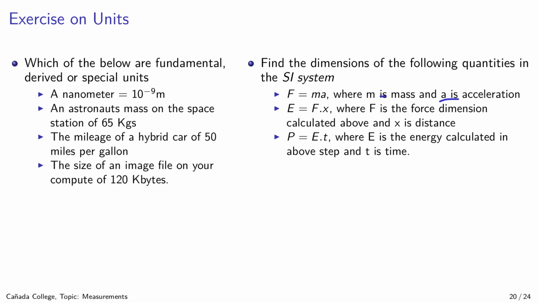You find out what E is in terms of F times x, where F is what you just calculated in the previous step and x is a distance in meters. Similarly, try to calculate P. By the way, in an earlier lecture I said that the size of our hair is of the order of tens of microns. So a micron, which is spelled M-I-C-R-O-N, is 10 to the power minus 6 meters. So that's something to note.